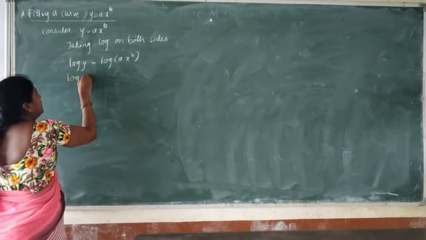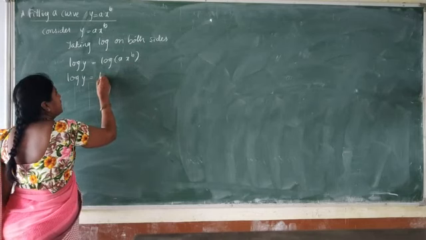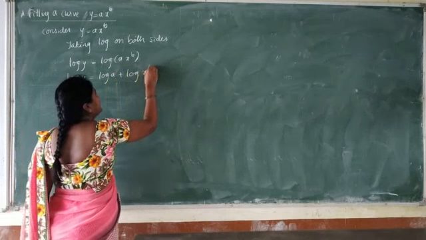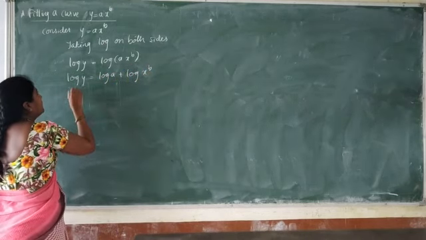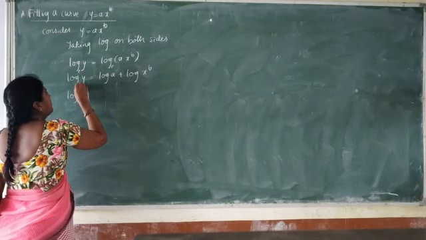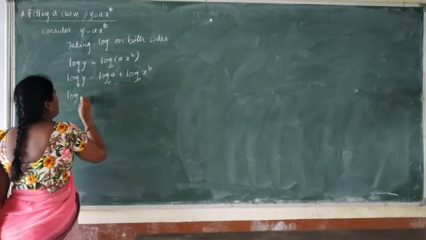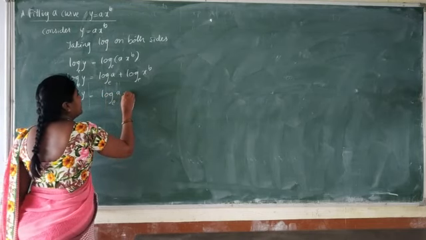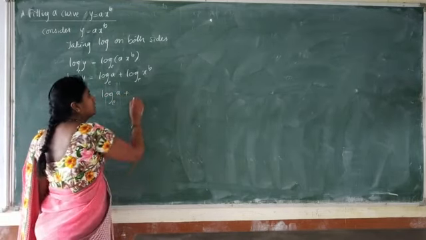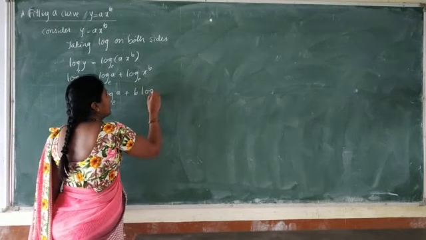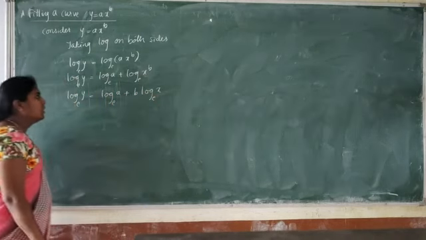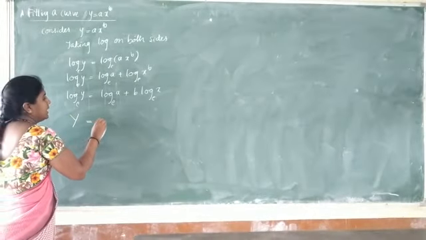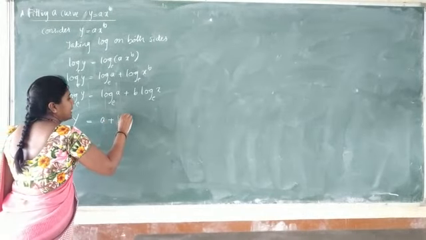Next, applying the first law of logarithm, log y equals log a plus log of x raised to b. Here we are taking base as e. Log y to the base e equals log a to the base e. Next, applying the third law of logarithm, this you can write as b log x to the base e. Now this is of the form y equals a plus bx.